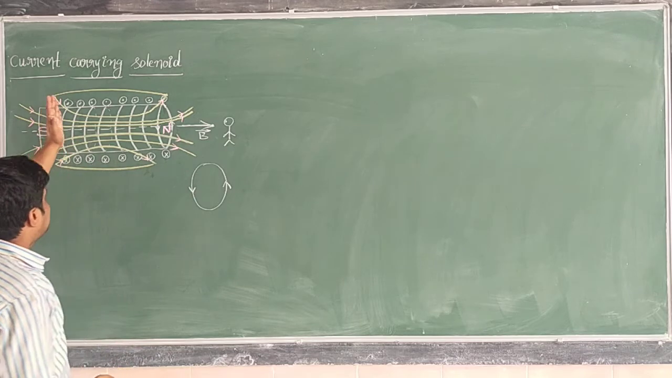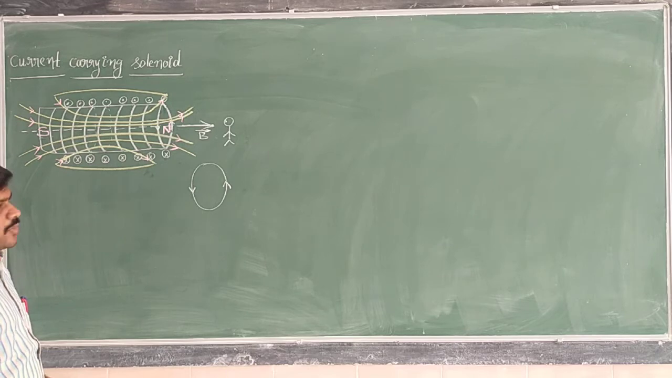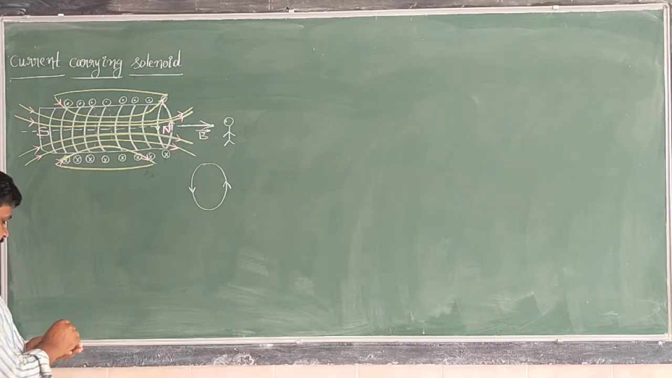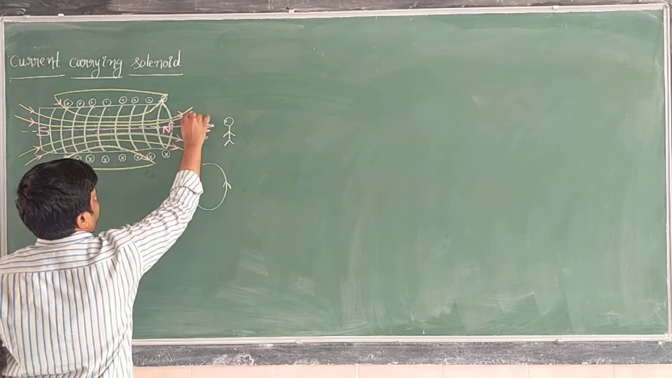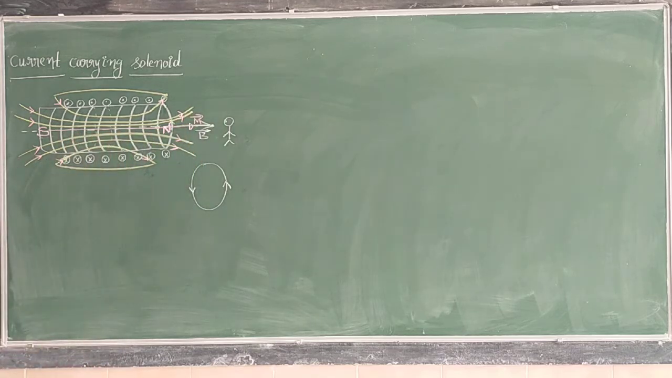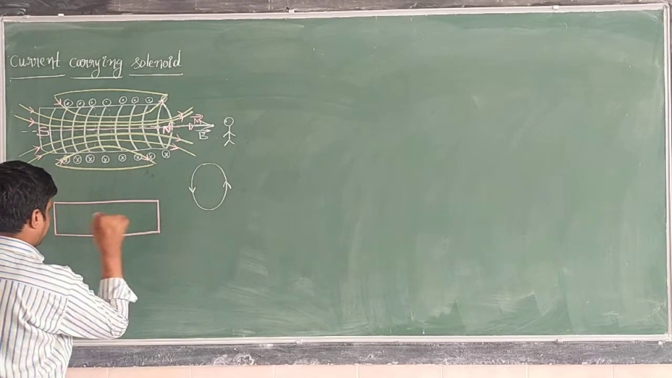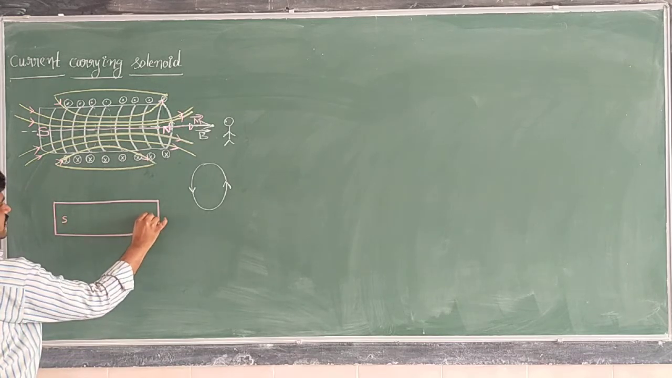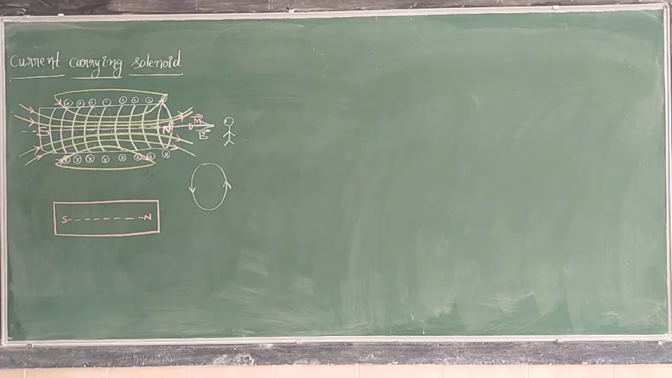So finally this current carrying solenoid behaves like a magnetic dipole. Magnetic dipole means it has a dipole moment. The dipole moment direction we can take from south pole to north pole. Now if you come to a bar magnet, let me see the case here. This is the south pole, and this one is the north pole, and this is the axis of south and north poles of the bar magnet.